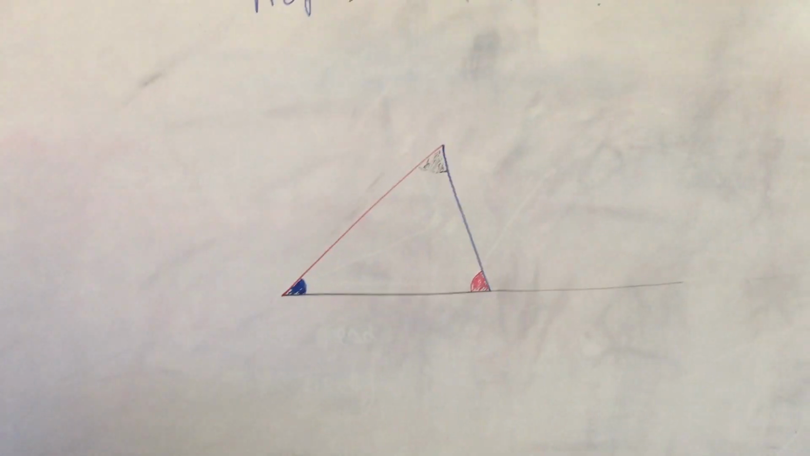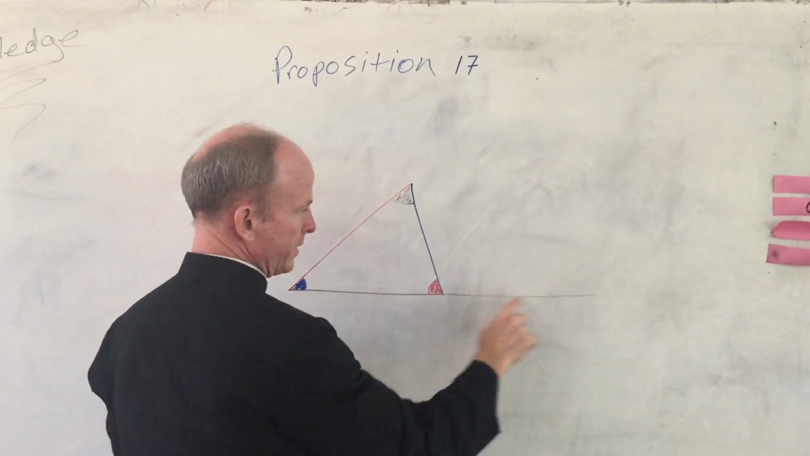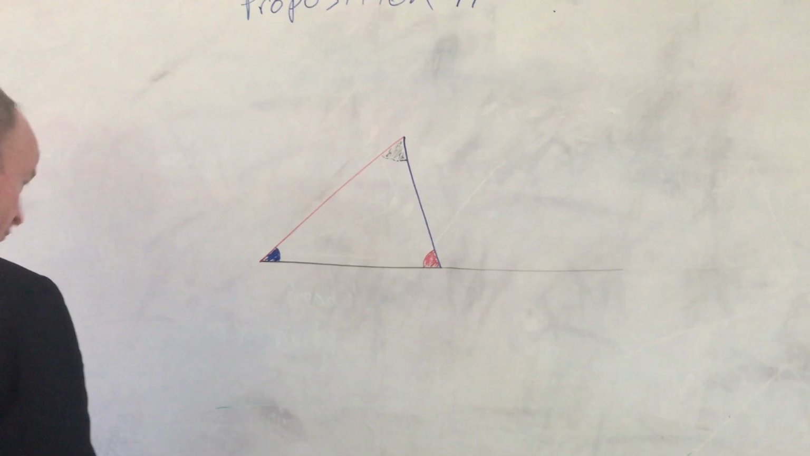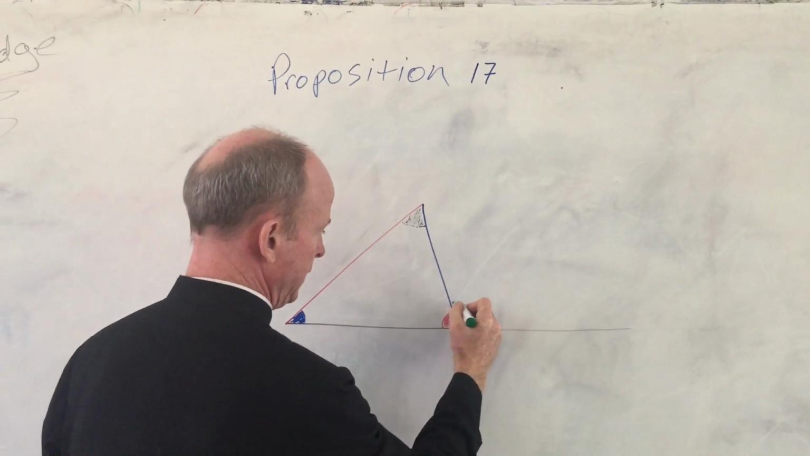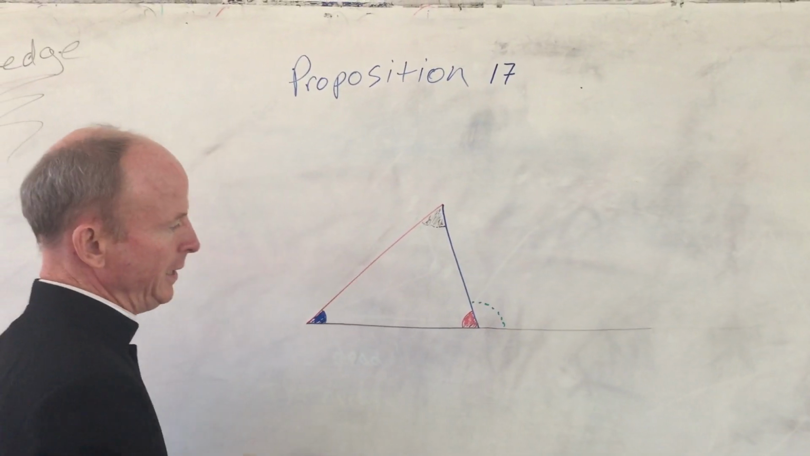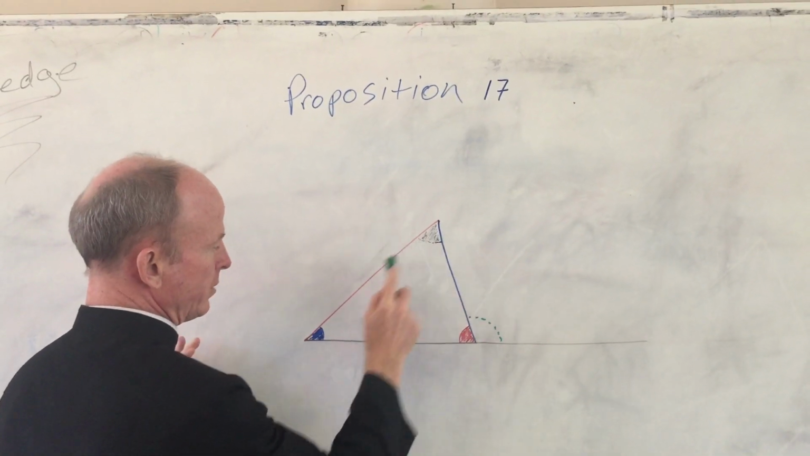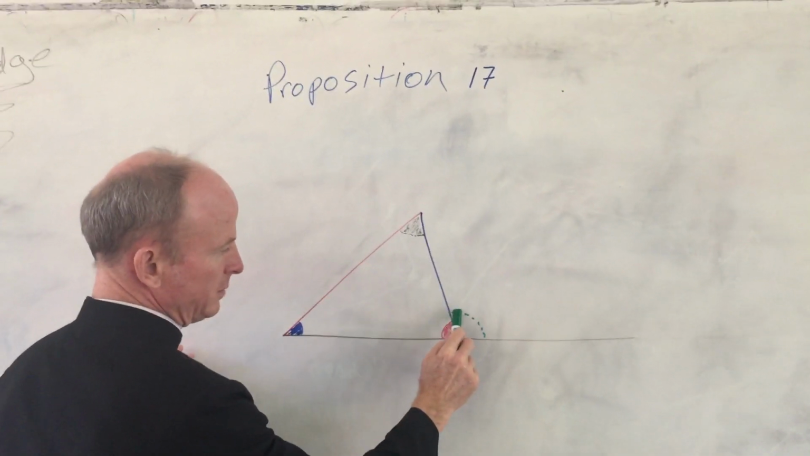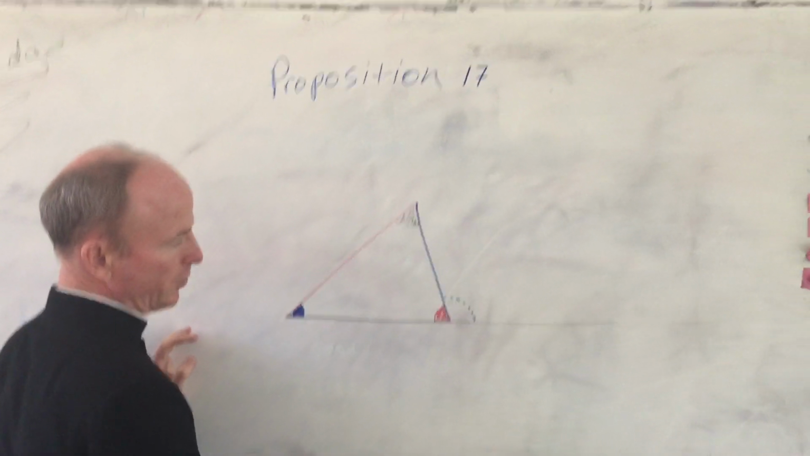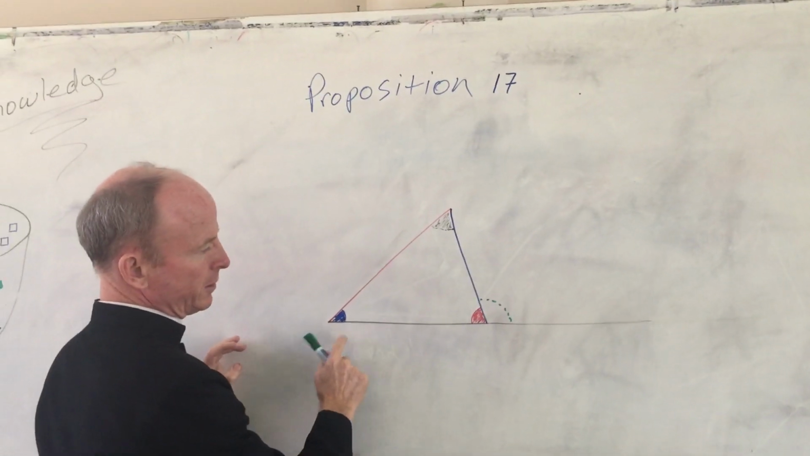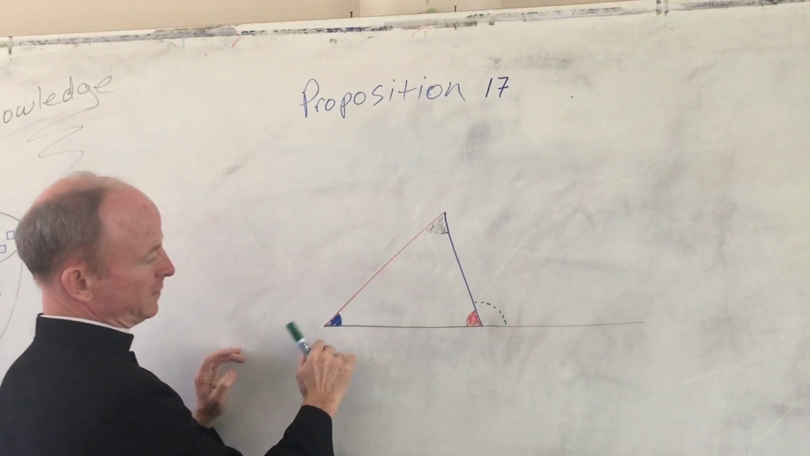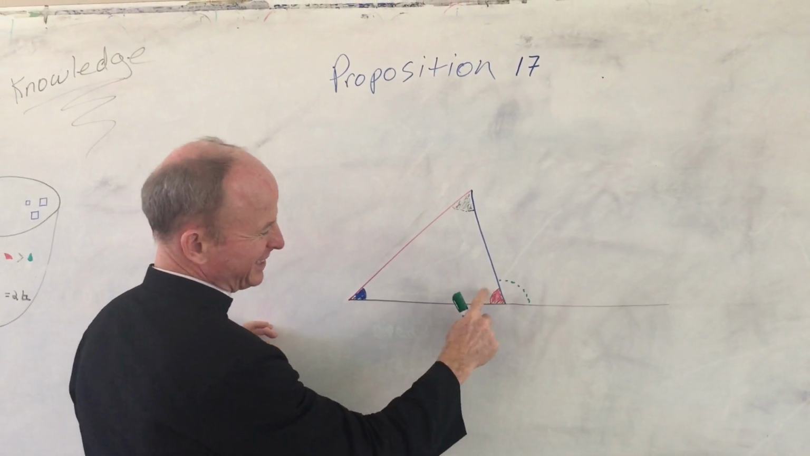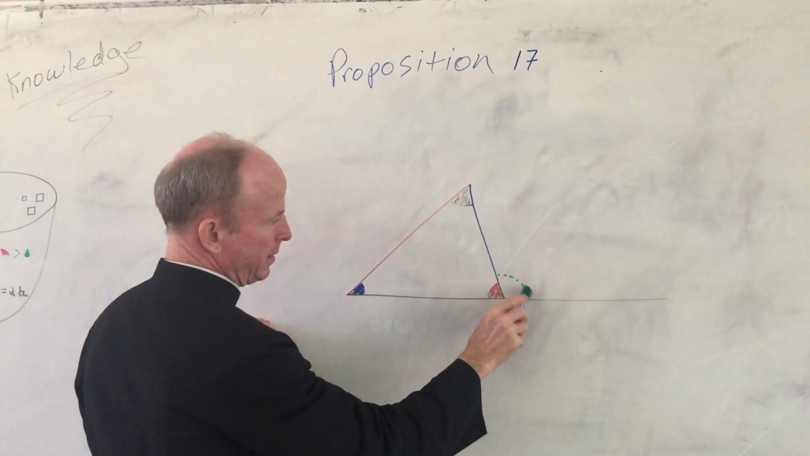Let's do the proposition. Let's extend one of the sides of the triangle. And we'll put a green here to not mess it up. That creates an exterior angle. And we know that that exterior angle is greater than either of the opposite interior angles. Let's just say that it's greater than this one. This angle is greater than this one because this is an opposite interior angle to this exterior angle. Remember, this is adjacent. We're not saying anything about adjacent, okay? This is greater than this.